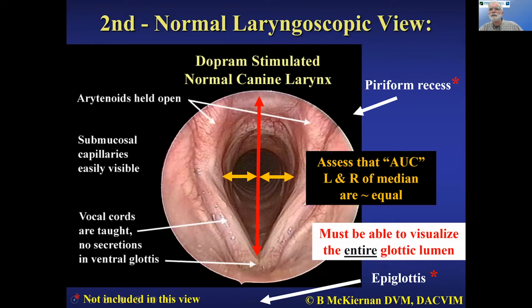You don't see the epiglottis, which is down here at 6 o'clock. We talked about the vocal cords, very taut. We do see nice submucosal capillaries here. There's no edema or infiltrates into the surface. And you have to be able to visualize the entire glottic lumen. If you have the endoscope or your laryngoscope covering up the bottom half of the larynx here, or the third of it, you've missed what might be the answer to the problem. So the whole thing needs to be seen and documented. Okay, everybody with me on that?